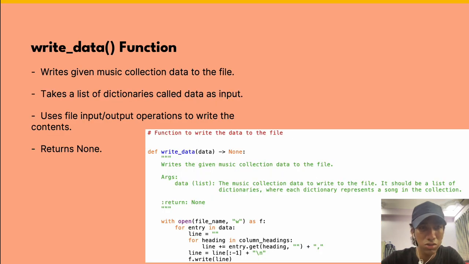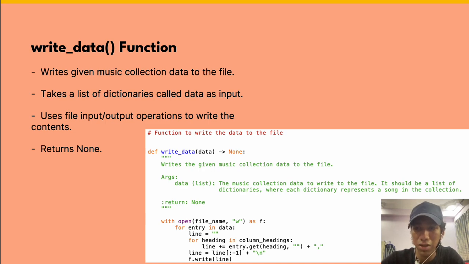Okay, next we're going to talk about the write data function. It writes the given music collection data to the file. Here's how it works. The function takes a list of dictionaries called data as input. It opens the file specified by the file name variable in write mode using the with open statement. It loops through each dictionary in the data list.